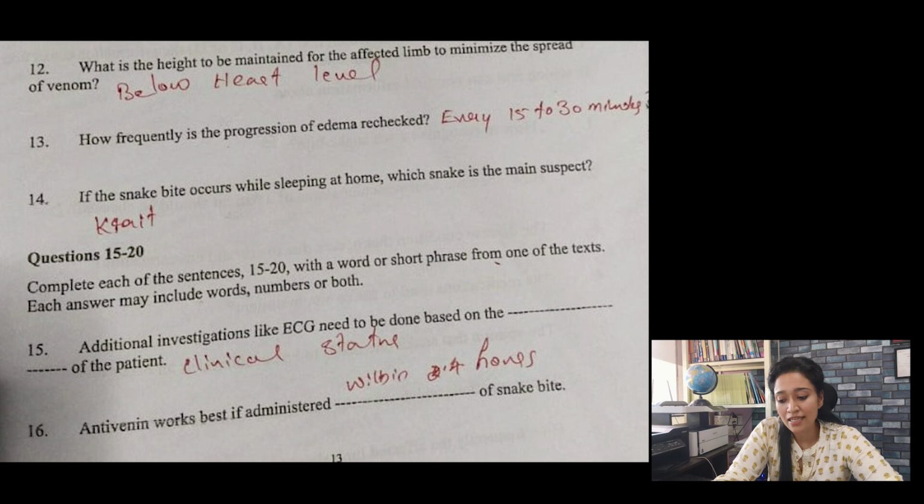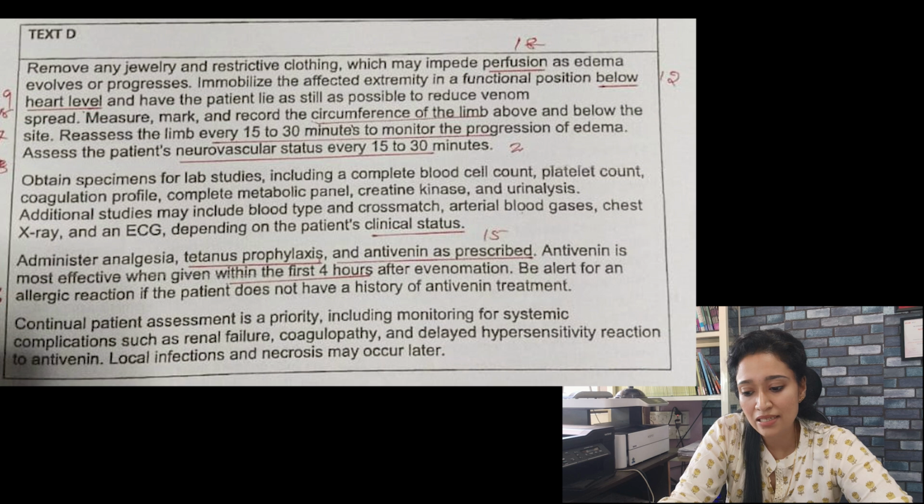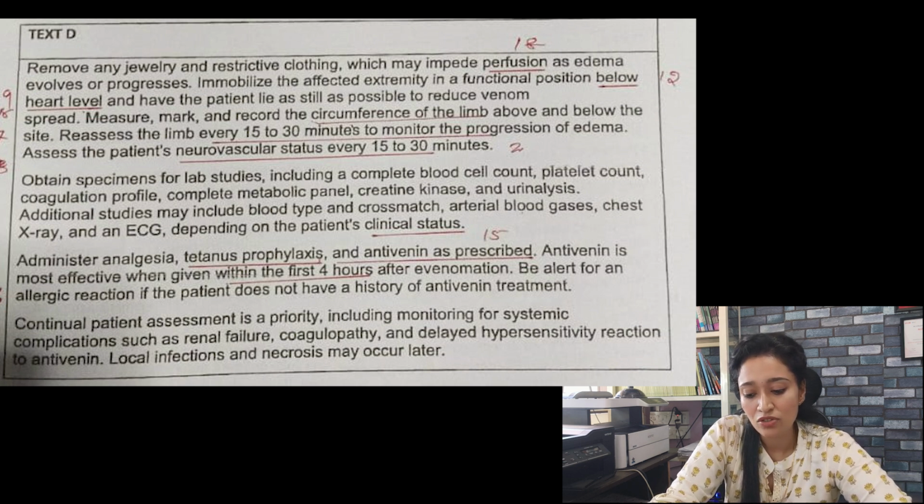The 15th question is, additional investigations like ECG need to be done based on the dash of the patient. You can see this information in the text D. So here you need to note down additional investigations like ECG. Okay. So in the text D, second paragraph, last line, you can see additional studies may include blood type and cross match, arterial blood gases, chest X-ray, and an ECG depending on the patient's clinical status. So the answer clinical status matches here. So the answer is like this. Additional investigations like ECG need to be done based on the clinical status of the patient.